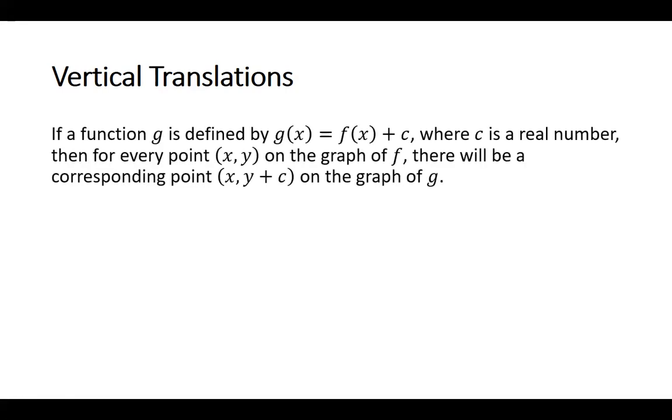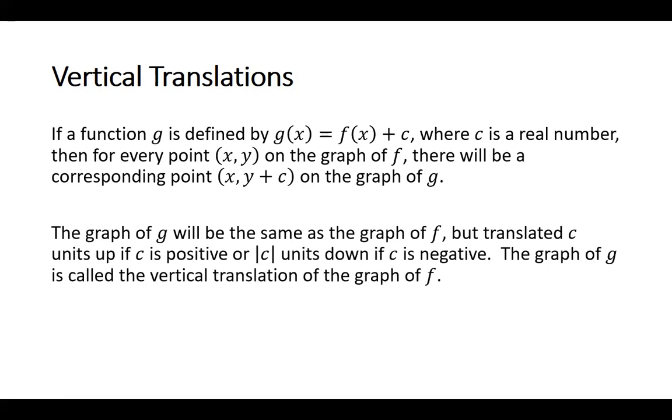So if a function g is defined by g of x is equal to f of x plus c, where c is a real number, then for every point x, y on the graph of f, there will be a corresponding point x, y plus c on the graph of g. Notice that in this case, g of x is equal to f of x plus c. We're taking the output of the function, then adding some number to it, which means that we're going to be increasing the output value of the function by a set number, or decreasing it if c happens to be negative.